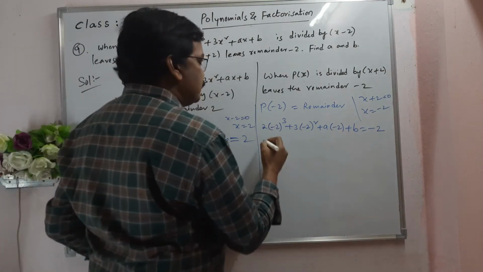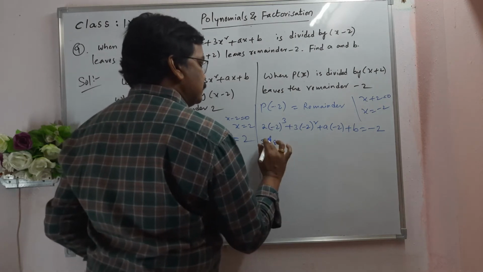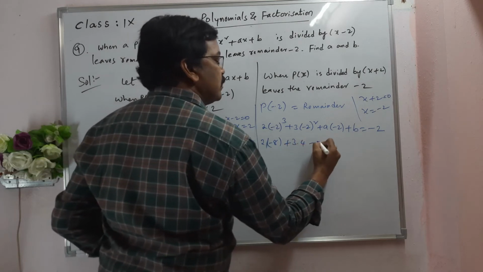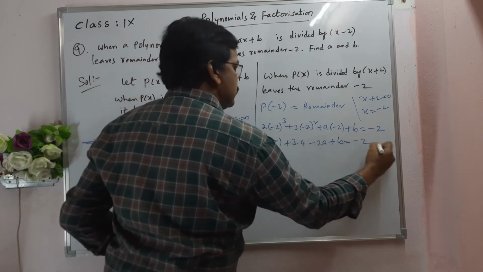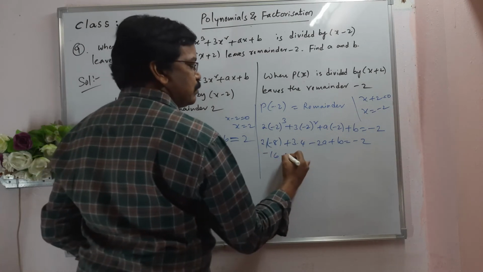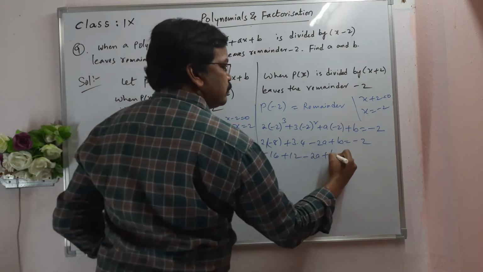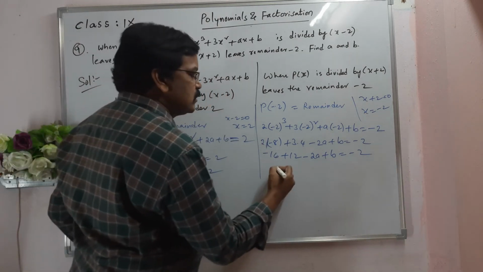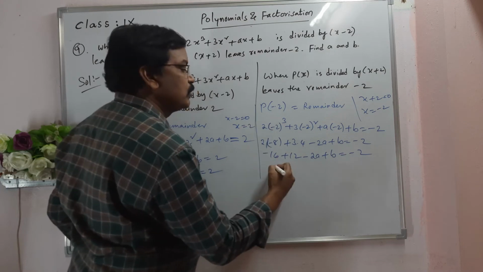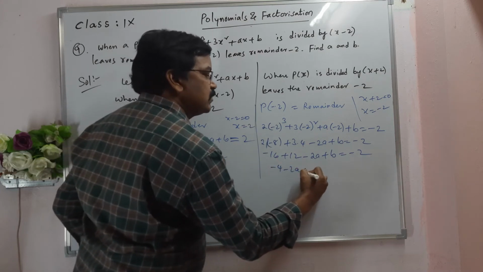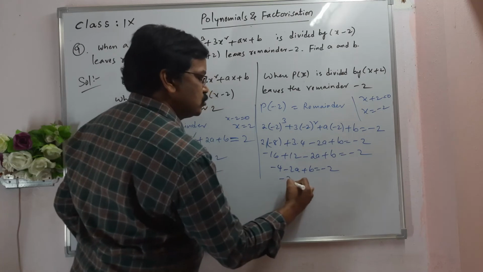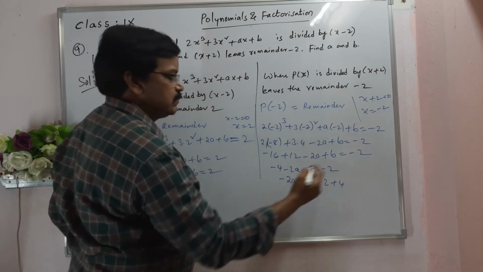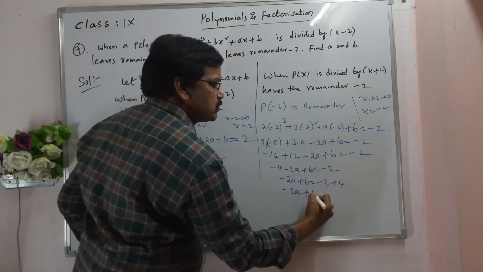Here coming to this side, 2 times minus 8 plus 3 times 4 minus 2a plus b is equal to minus 2. So this is minus 16 plus 12 minus 2a plus b is equal to minus 2. So minus 16 plus 12 is minus 4. Minus 4 minus 2a plus b is equal to minus 2. So minus 2a plus b is equal to minus 2 plus 4. Send this minus 4 to the other side. So minus 2a plus b is equal to plus 2.